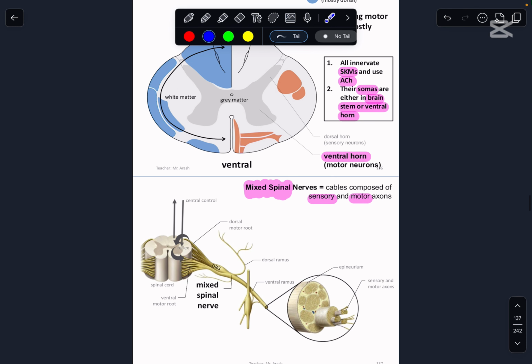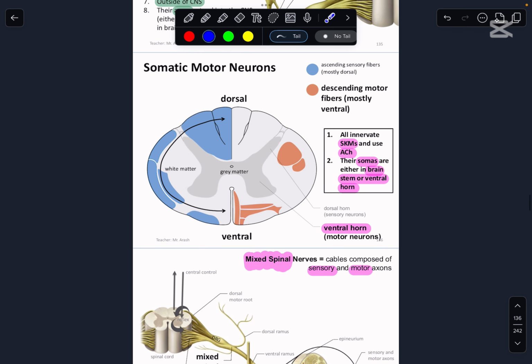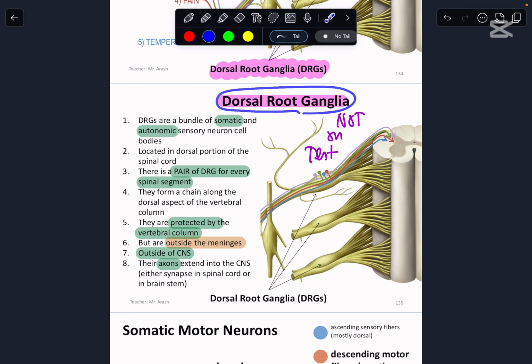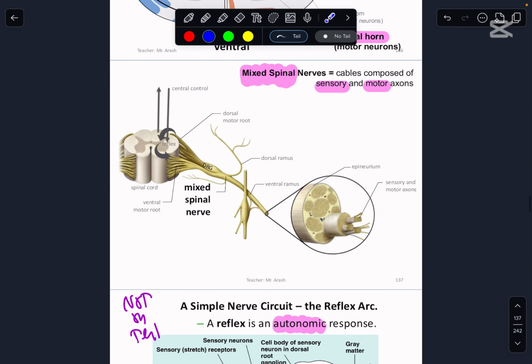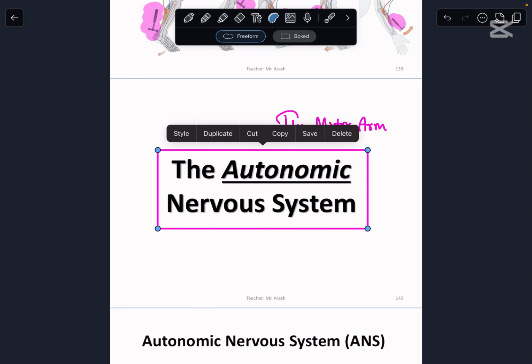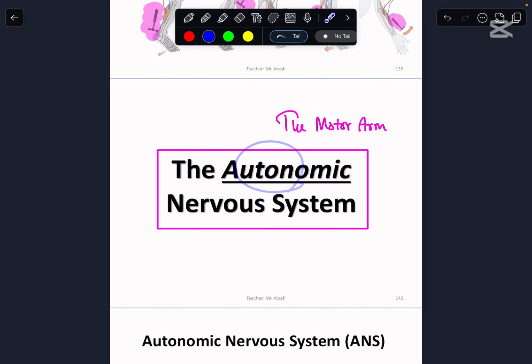When we, for example, talked about the dorsal root ganglia, we said that these dorsal root ganglia bundles belong to both somatic and autonomic sensory neurons, right? So the sensory system does have an autonomic branch. It's just that we don't really distinguish between the sensory somatic branch and the autonomic branch. But when it comes to the motor system, the execution system, we do profoundly differentiate between the autonomic and the somatic branch.